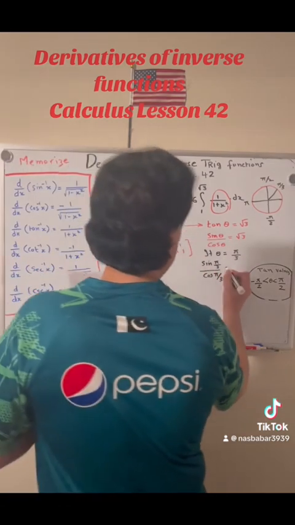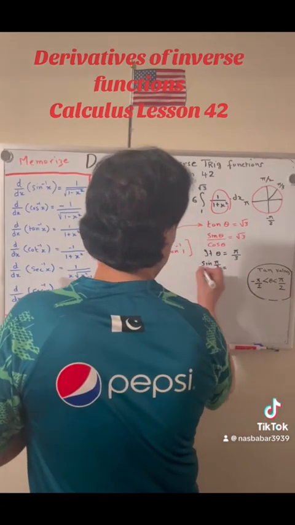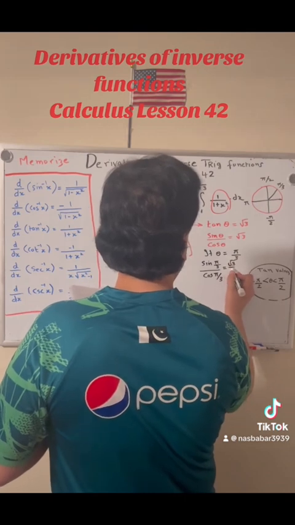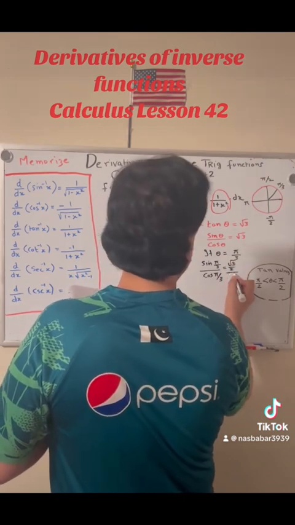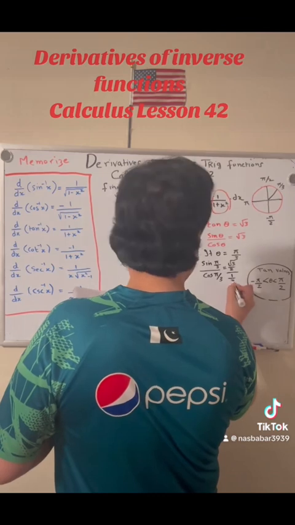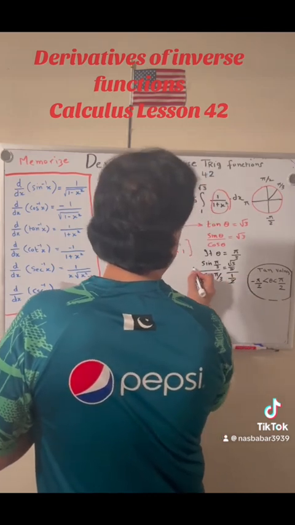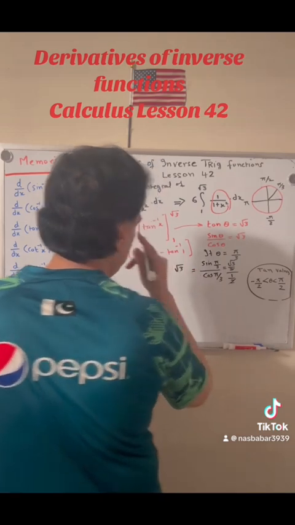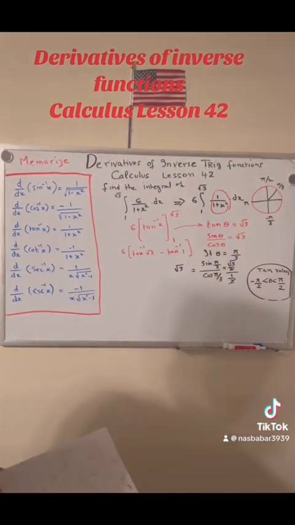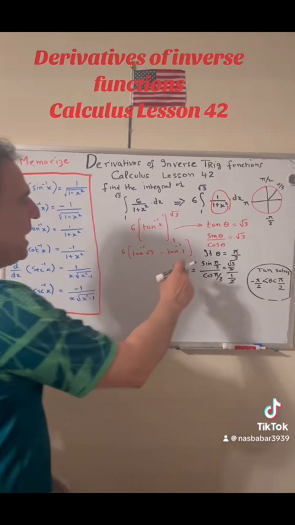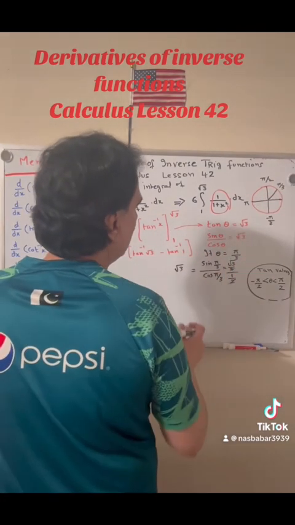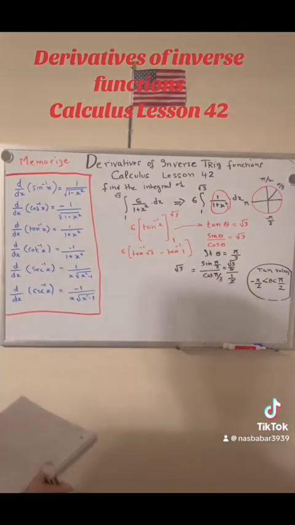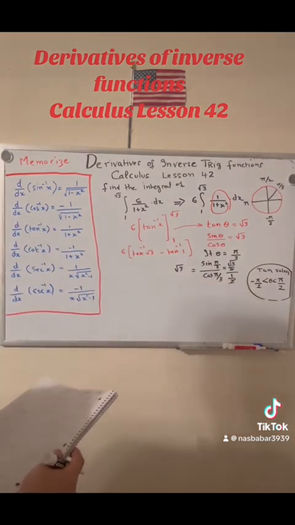Moving forward with this. If you solve this, it is equal to under root 3 over 2 over 1 over 2. This 2 cancels, and indeed this is equal to under root of 3. So we chose the right angle pi over 3 because it does give me under root of 3.